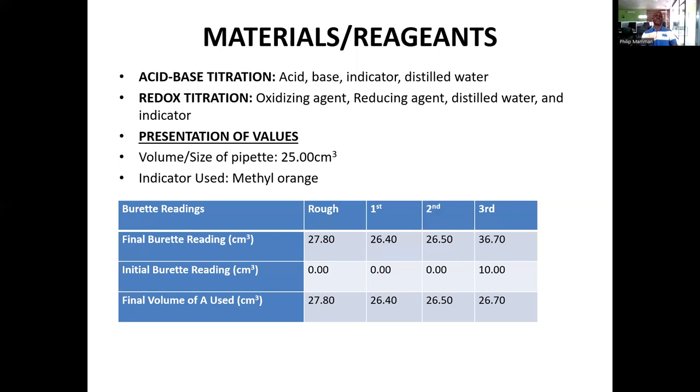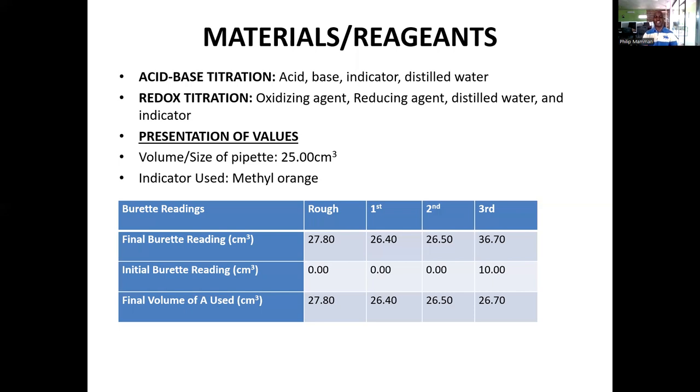So let's look at our burette readings. In our burette reading, we have the rough reading, the first reading, the second reading, and obviously the third reading. Now, your final burette reading is the point where there is just the color change. You pick the reading from your burette and you record it. As you can see, this experiment was carried out 4 times, having the rough, the first, the second, and the third reading.